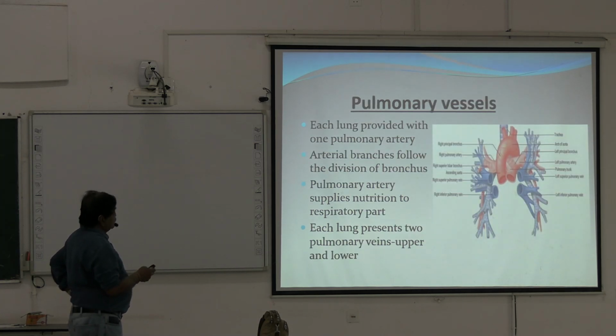Now pulmonary vessels, each lung is provided with one pulmonary artery. Arterial branches follow the division of the bronchus. Pulmonary artery supplies nutrition to the respiratory part. Each lung presents two pulmonary veins, the upper and lower. Now pulmonary vessels can be a short note even.